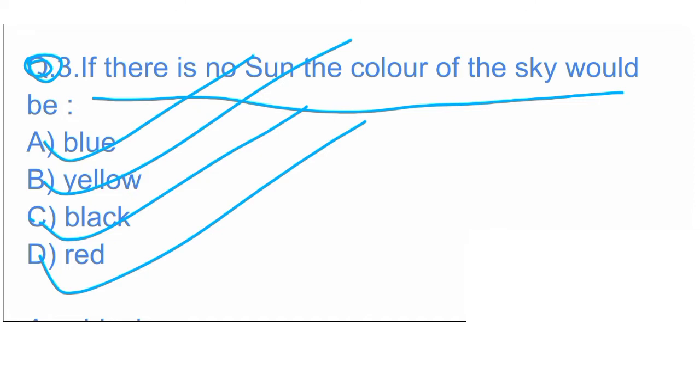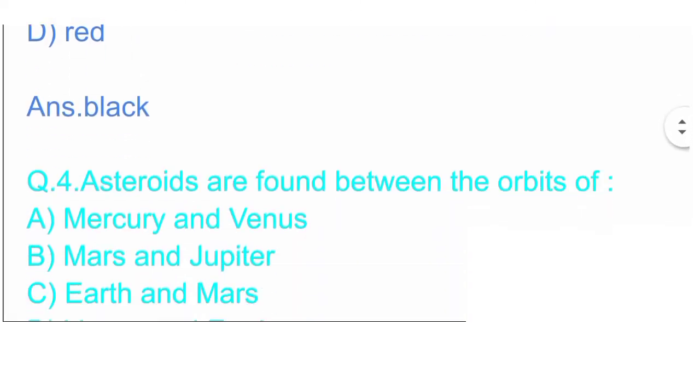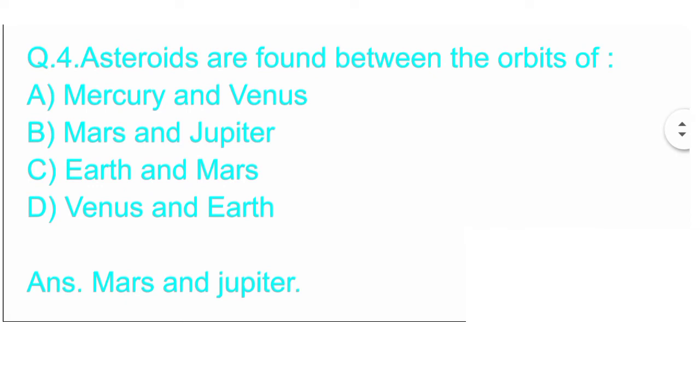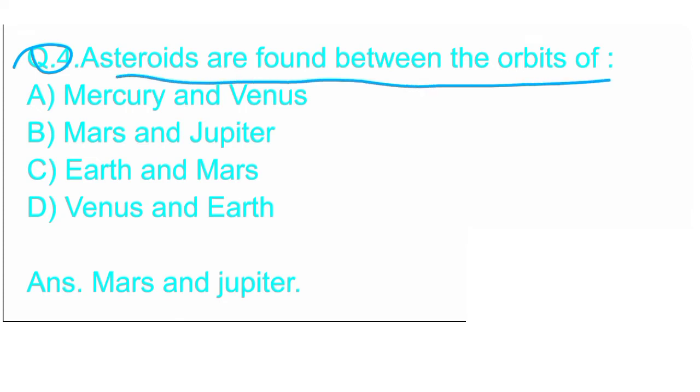Question number 4: asteroids are found between the orbits of? Option A, Mercury and Venus; option B, Mars and Jupiter; option C, Earth and Mars; option D, Venus and Earth. The correct option is B, Mars and Jupiter.